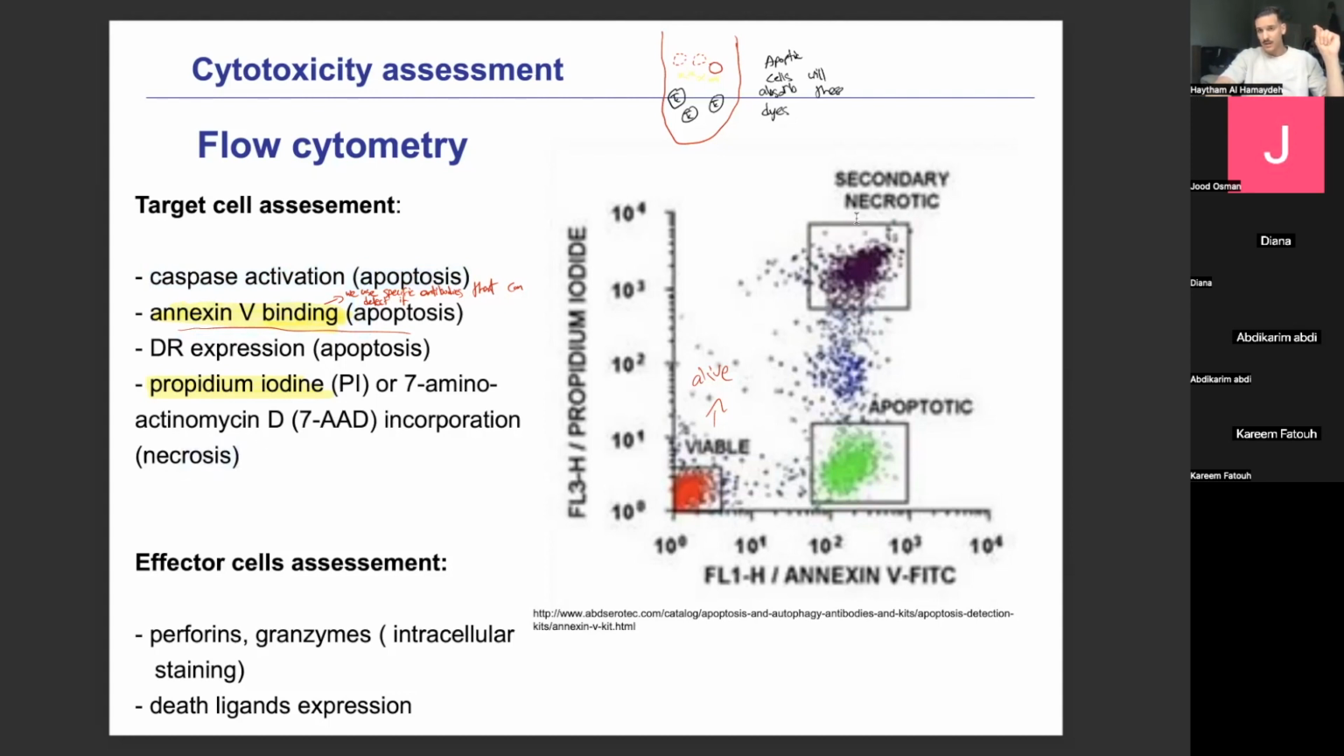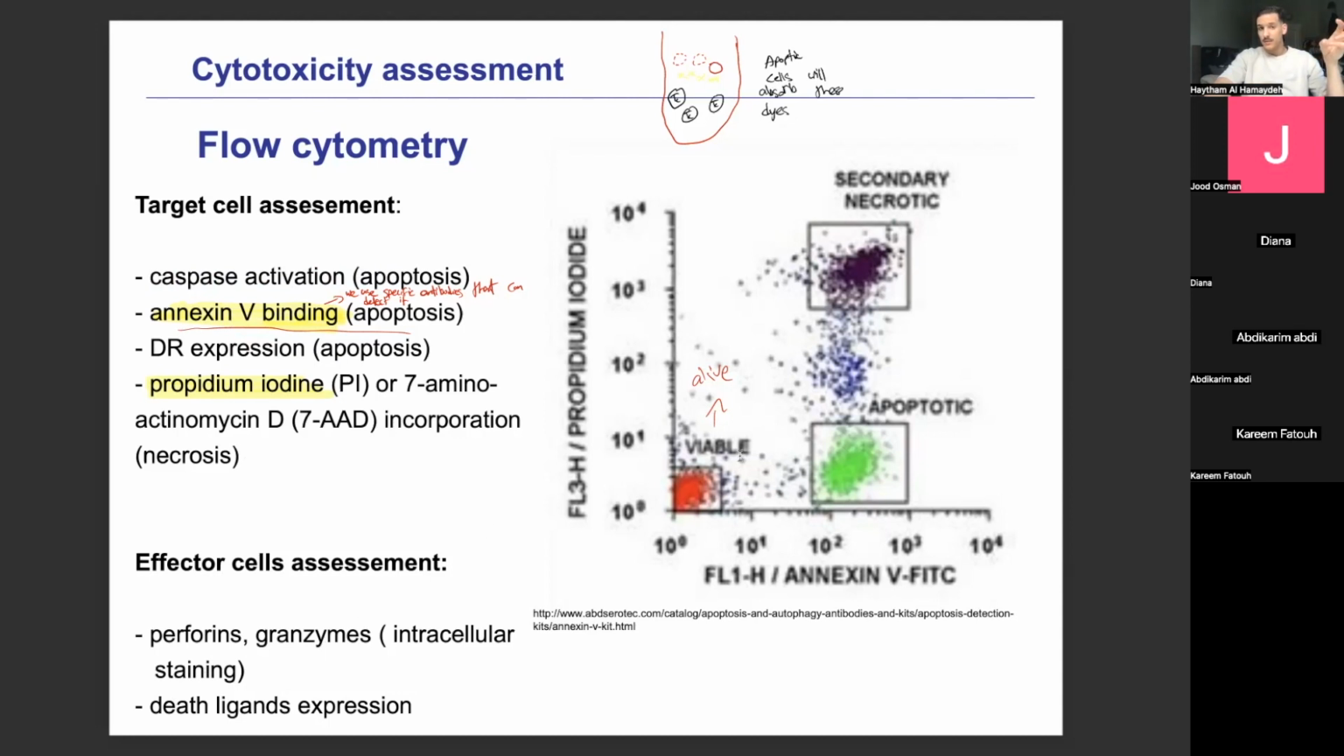Hence, they can gate for different molecules, as I see here, annexin V or propidium iodide. So those things maybe are different things within those cascades that can tell us whether the cell is getting broken down by necrosis or apoptosis. This is in case of the target cell. Or we can also label perforins, granzymes, or death ligands and detect the function of an effector cell using flow cytometry.